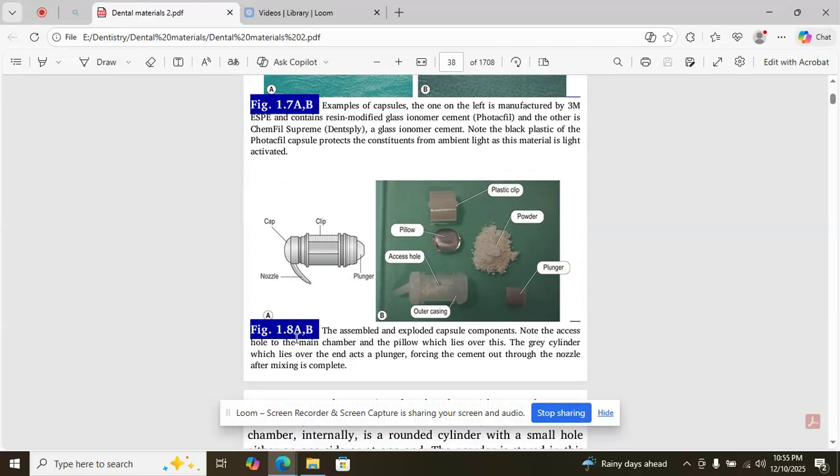Figure 1.A-B. Assembled and exploded capsule components. Note the access hole to the main chamber and the pillow which lies over this. The grey cylinder which lies over the end acts as a plunger, forcing the cement out through the nozzle.